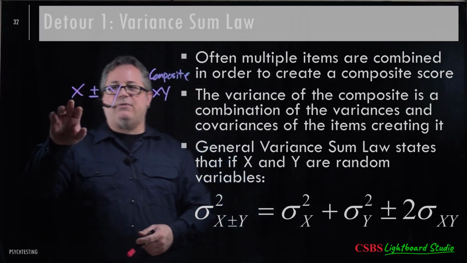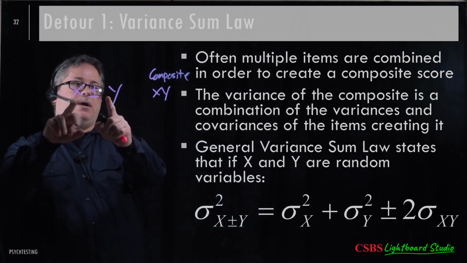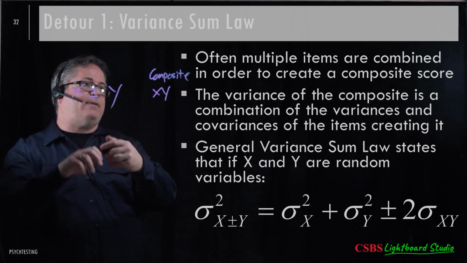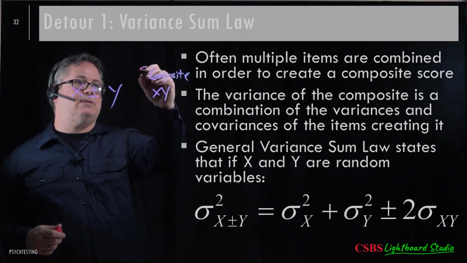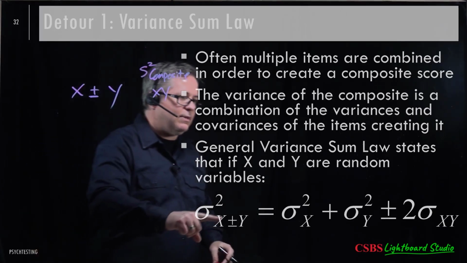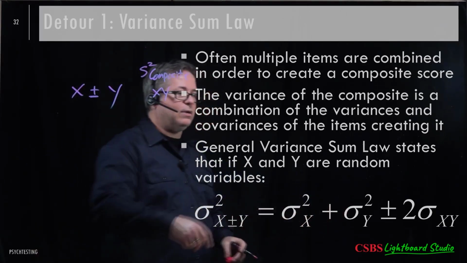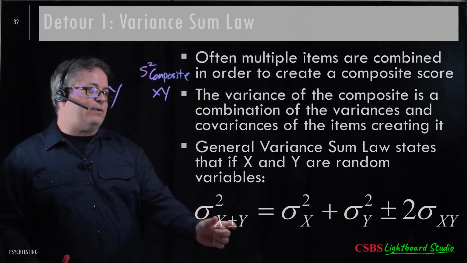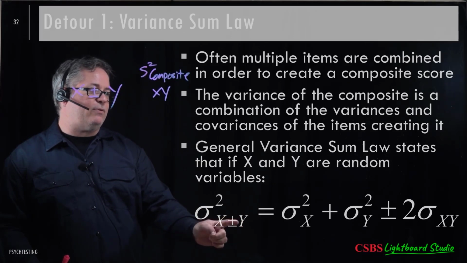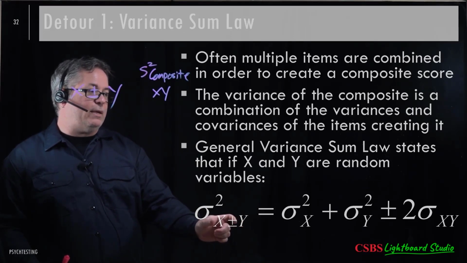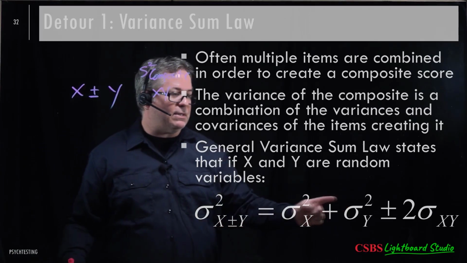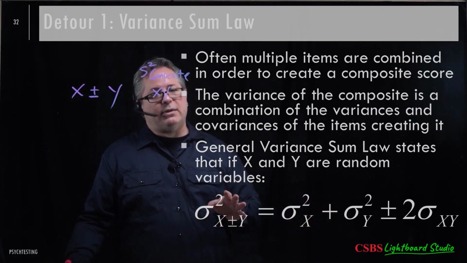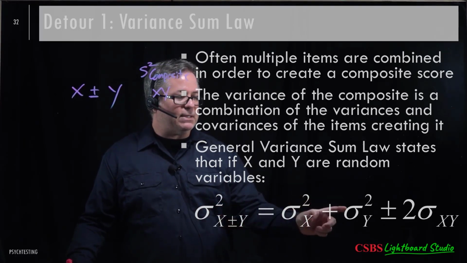So if I have an x-y variable and I want to add them up or subtract them to create a composite, I can actually estimate the variance of this composite using this down here, this variance sum law. It's a little bit trippy when you think about it, because what it's saying is the variance of either x plus y or x minus y, either way, I'm going to add up the two variances, the variance of x and the variance of y. I'm going to add them. Whether I'm adding x and y together or subtracting them, I'm going to add their variances.